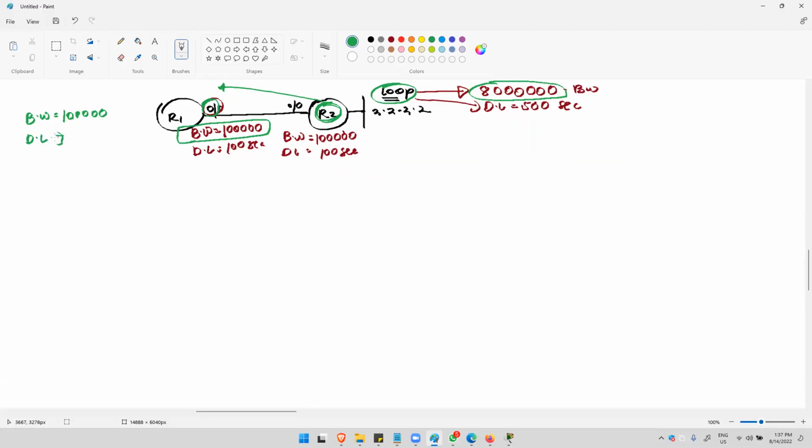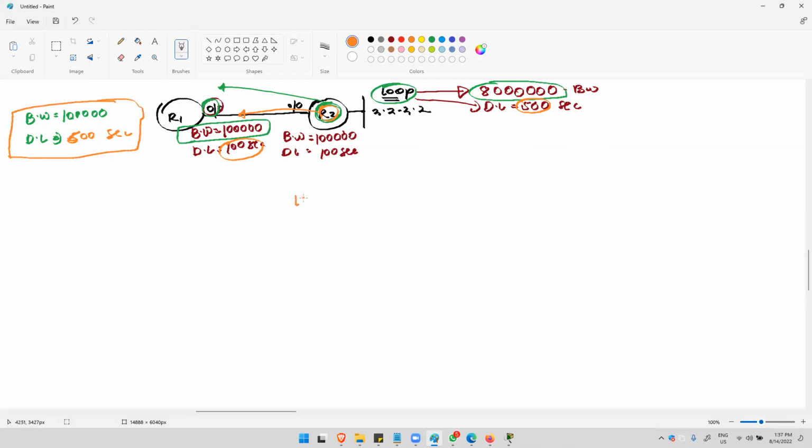Any idea what the delay is? Delay will be the receiving one. R2 says I am sending the route, R1 says okay, I am receiving. Delay is 100 seconds. But the loopback already has its own delay. We are sending a loopback network, not a physical network. So in the loopback scenario, always add the loopback bandwidth and loopback delay. The loopback delay is 500 plus 100, so total 600. Very good.